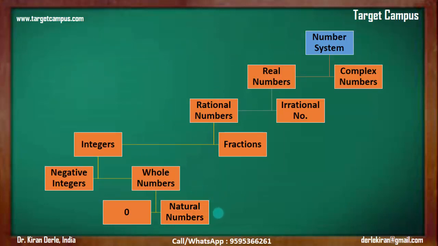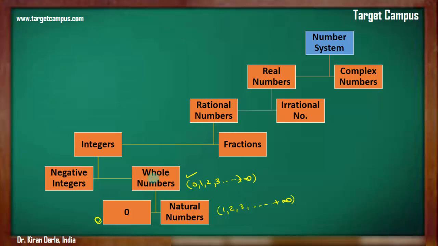Natural numbers, as we all know, are 1, 2, 3, like this, 1 onwards, till plus infinity. These are natural numbers, right? If you include 0 in it, if you add 0 to it, they become whole numbers. So whole numbers start from 0, 1, 2, 3, like this, till plus infinity. So whole numbers are 0 and natural numbers, right?